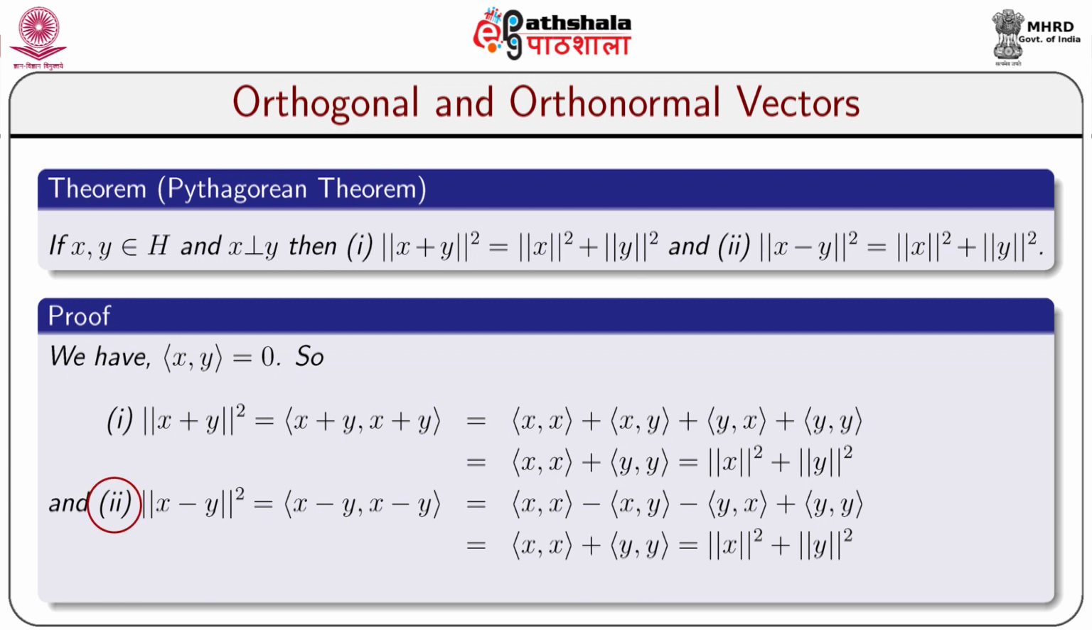And number 2, norm of x minus y whole square is equal to inner product x minus y comma x minus y, which on inner product axiom IP3 we get inner product x comma x minus x comma y minus y comma x plus y comma y, which is again equal to inner product x comma x plus inner product y comma y, because inner product x comma y is equal to 0 and inner product y comma x is equal to 0 as x is perpendicular to y. So, inner product x comma x plus inner product y comma y is equal to norm of x square plus norm of y square. Thus, norm of x plus y whole square is equal to norm x square plus norm y square, and norm of x minus y whole square is equal to norm of x square plus norm of y square due to x perpendicular to y.